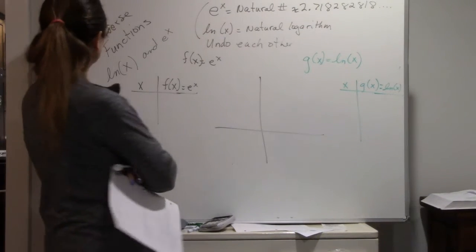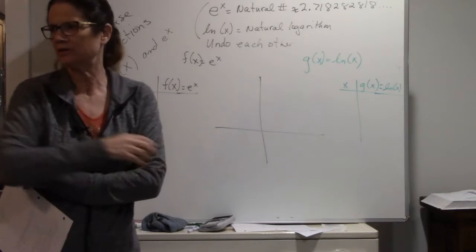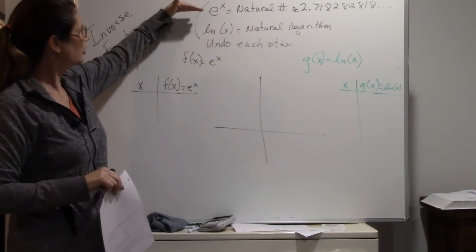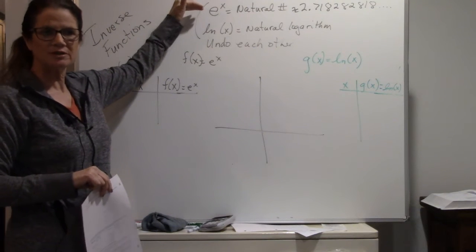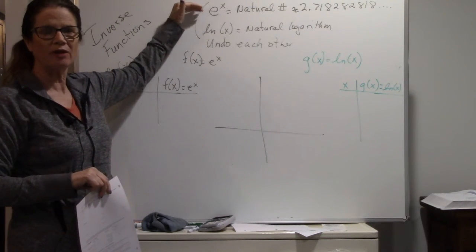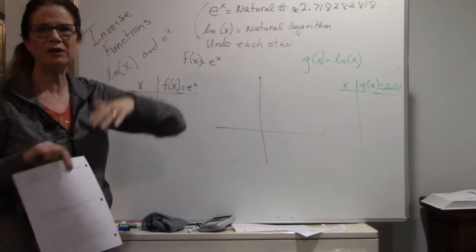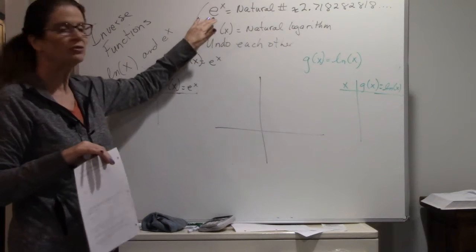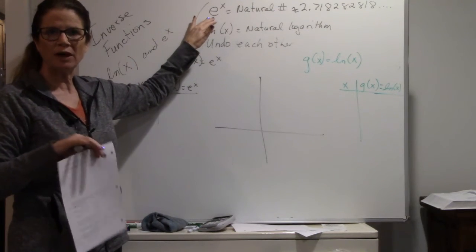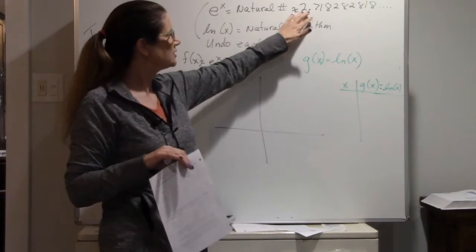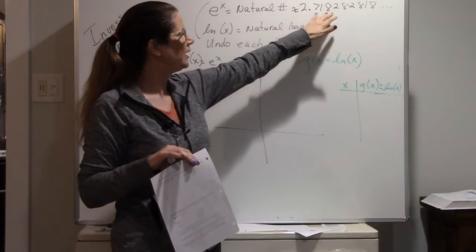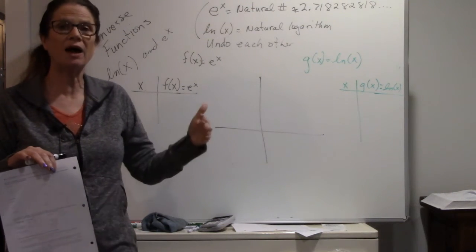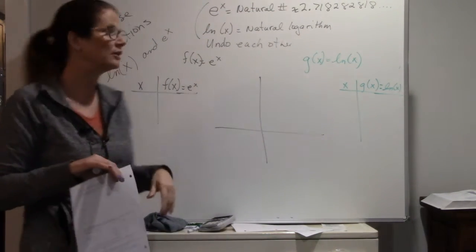All right, so this is our first set of inverse functions. And what we're going to do is work with our natural number, e. This is a number that you don't see very often, but it happens in nature all the time. Anytime there's growth or decay, you will use the value e. This is an irrational number. It represents about 2.71828, and it continues on, but it doesn't repeat itself, just like the value pi, 3.14, and it keeps on going forever.